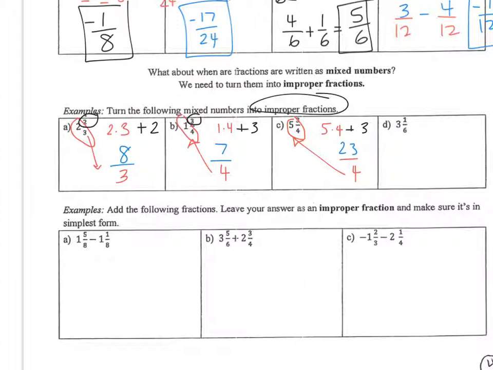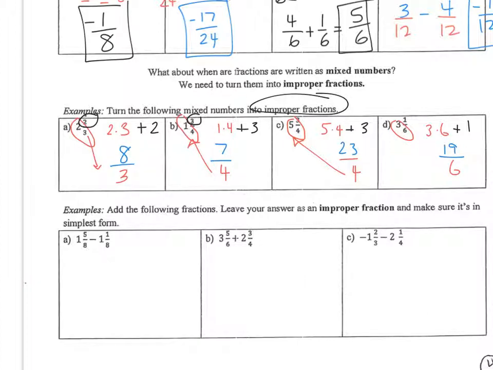And then the last one, 3 times 6. So I write out 3 times 6, because you're multiplying these two, plus 1 is 19/6.